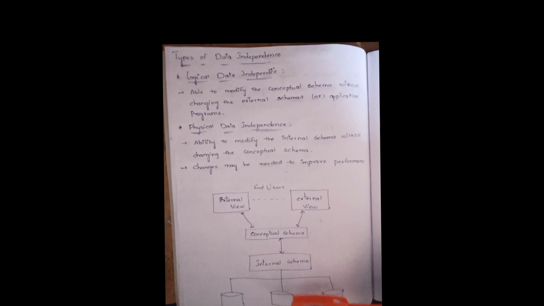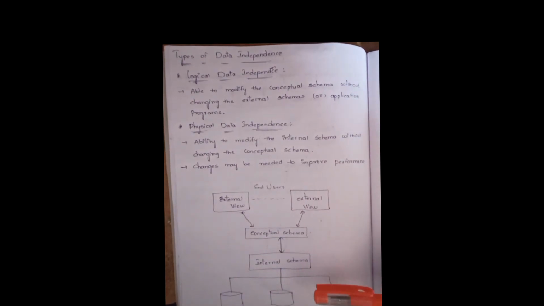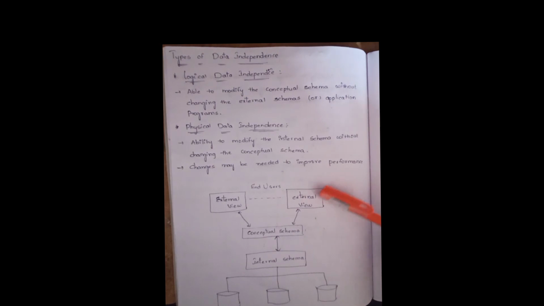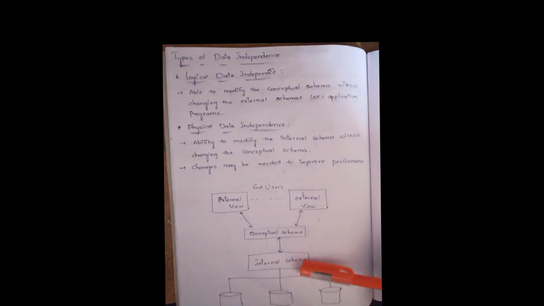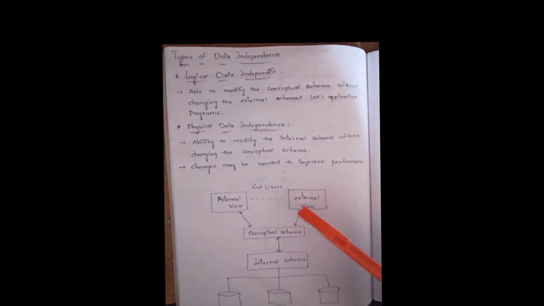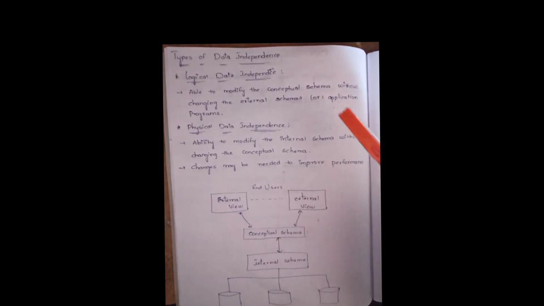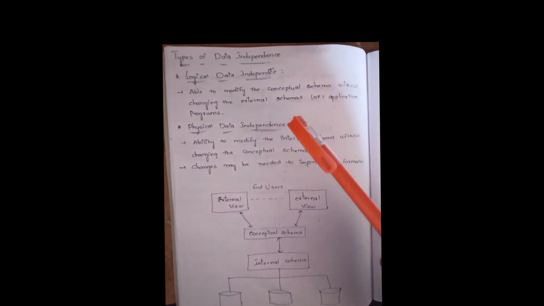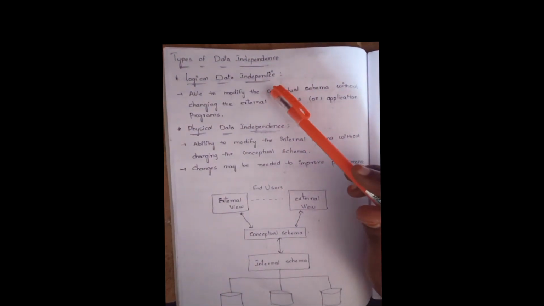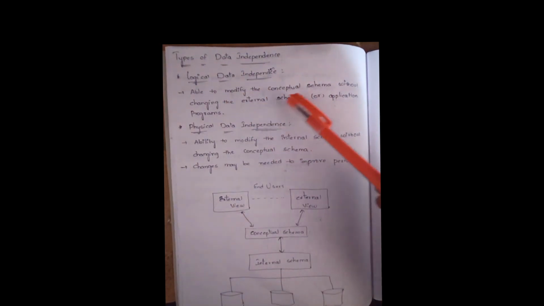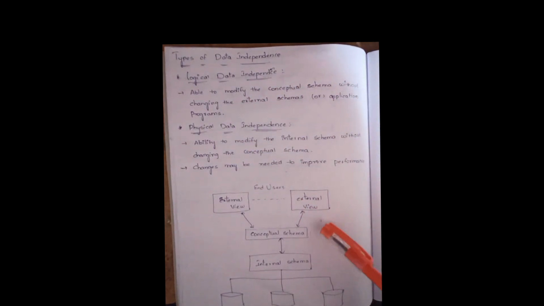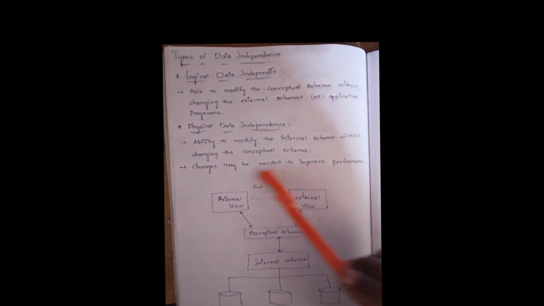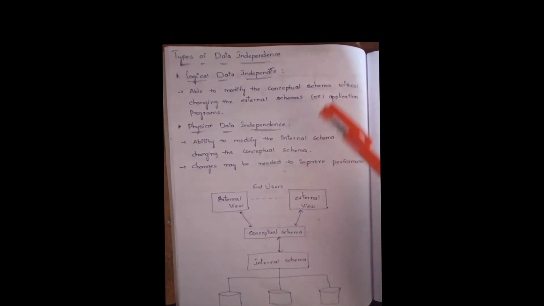For example, if I want to add a new data item or a new attribute, then the modification of the conceptual schema will not affect the external schemas because of logical data independence. We can alter the table in any way in this schema without having to change the external schemas or the application programs that refer to this conceptual schema. So this is the first type of data independence, that is logical data independence, which means the ability to modify the conceptual schema without changing the external schemas or application programs. So here we can change the conceptual schema without affecting the external programs.